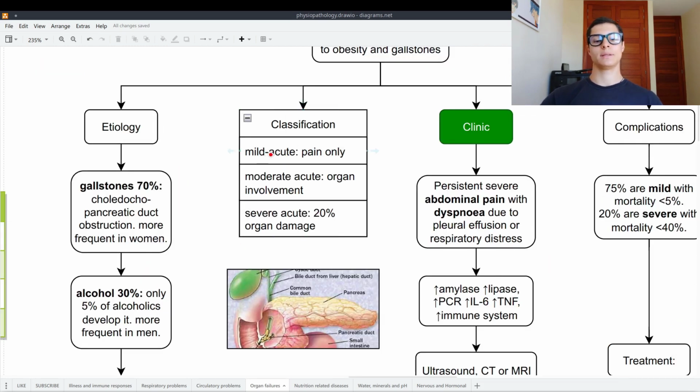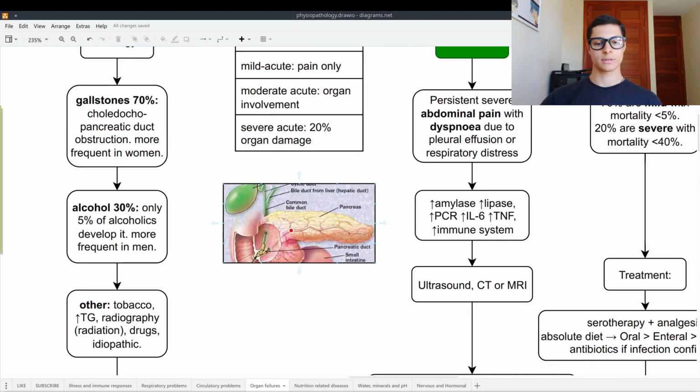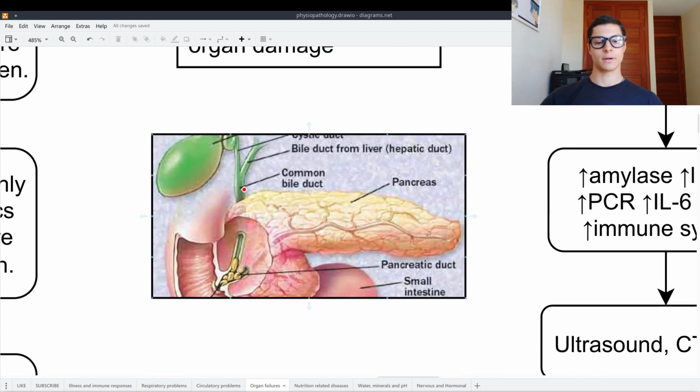Classification: we have the mild acute, when there is only pain, moderate acute, with organ involvement, and the severe acute, with 20% organ damage. As you can see here, if we have a gallstone, it stops the pancreatic enzymes from reaching the duodenum, and they will act on the pancreas itself, causing an inflammation, and the pancreas digests itself.